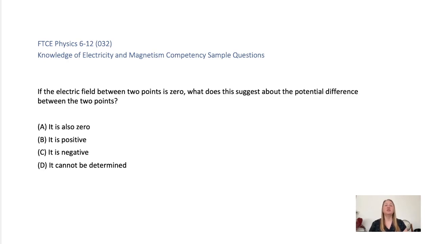B, a positive potential difference needs a non-zero electric field. C, a negative difference also requires an electric field. D, it can be determined: if the field is zero, the potential difference is zero. The correct answer is A. It is also zero. If the electric field strength between 2 points is zero, then the potential difference between the 2 points will also be zero, as per the formula V equals ED. Since the electric field E is zero, no matter the distance D, the product will be zero, meaning there is no potential difference between the 2 points.